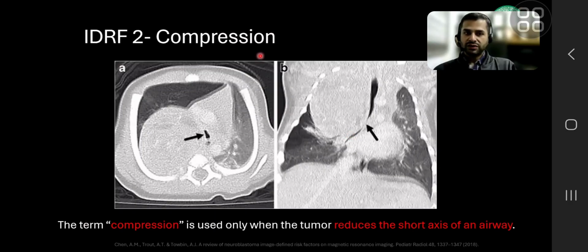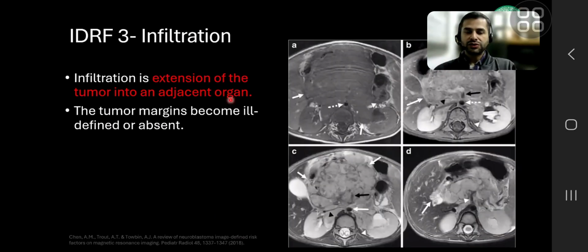The third image-defined risk factor is infiltration. Now, infiltration is extension of the tumor into an adjacent organ where the tumor margins become ill-defined or absent, and there's loss of intervening fat plane.